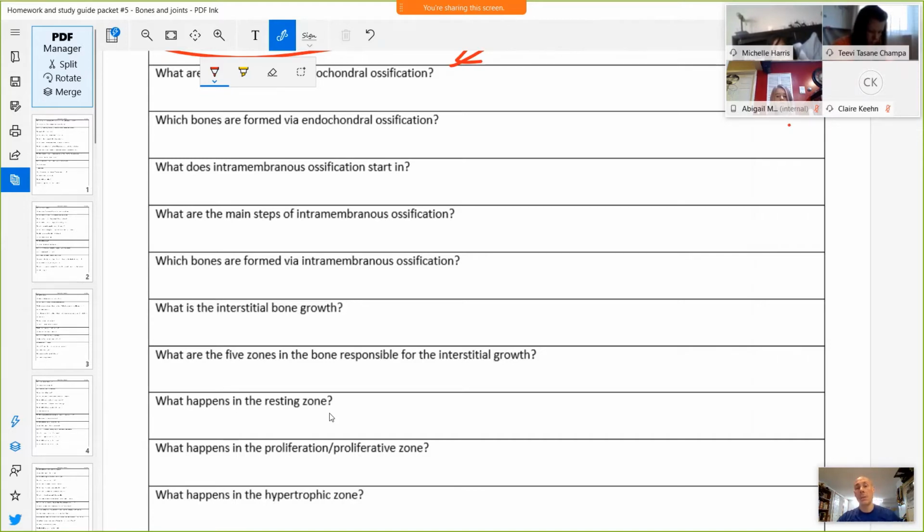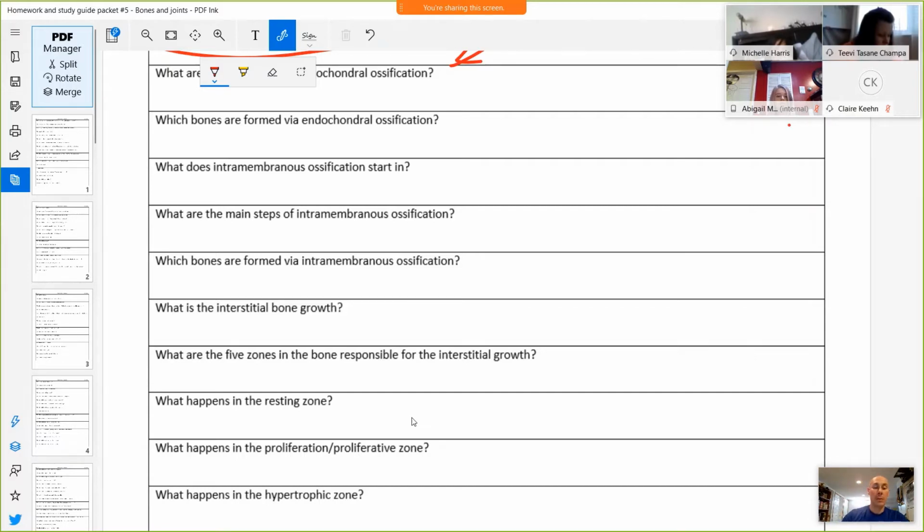and then through the remodeling, the outer surfaces of that new plate of the spongy bone are remodeled into the compact bone. So no cavity, all you have is 2 layers of compact bone in the end with a spongy bone in between, and the bones that are formed via intramembranous ossification are clavicles and the bones of the skull.